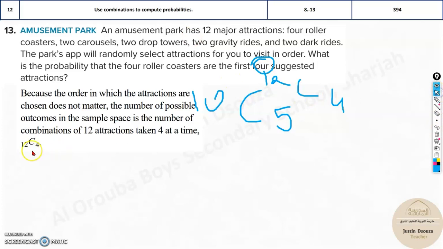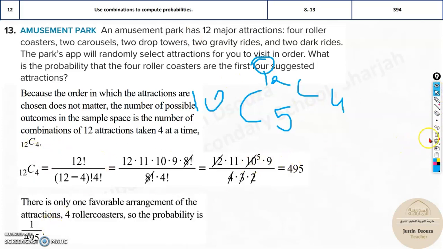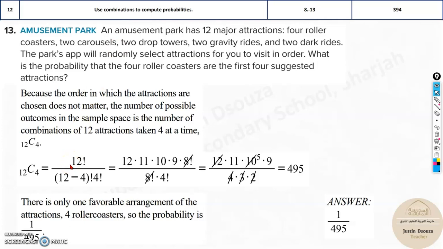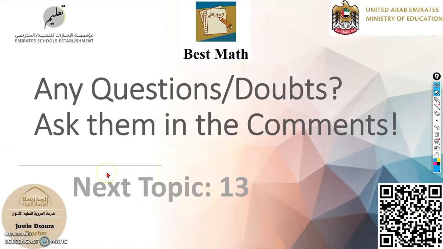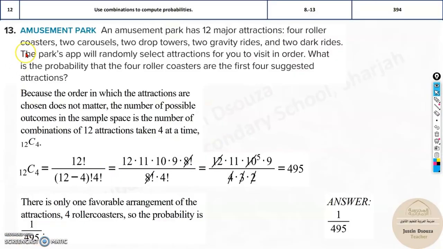12C4 is the answer, and that must be divided by 1. And that's it. That is the answer. I hope this is clear. Only combinations are asked, so you can directly use the combination and solve these problems. 1 by 495 is the answer. That's the end of topic number 12.